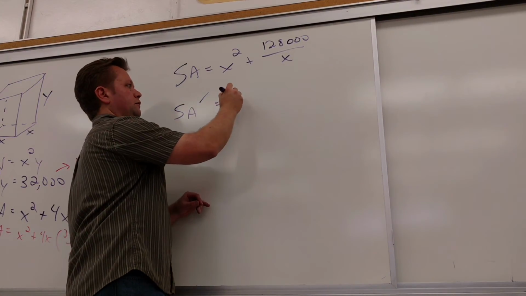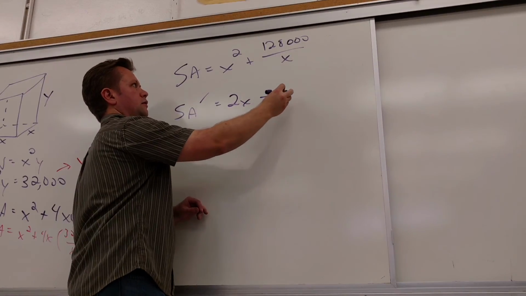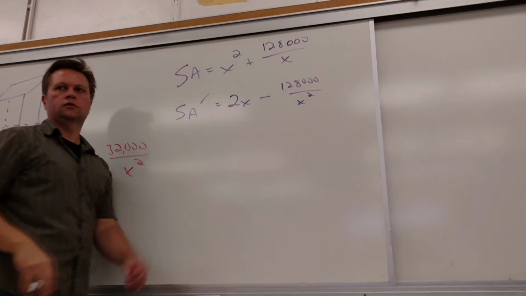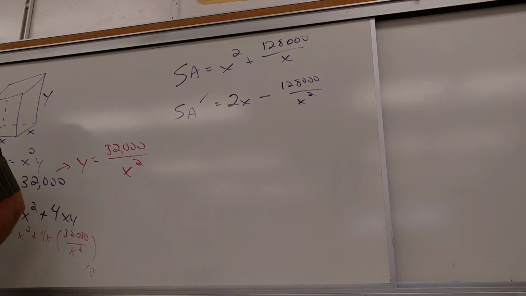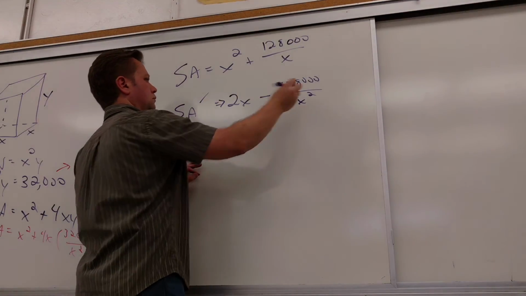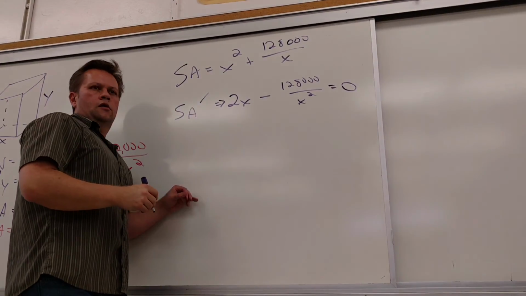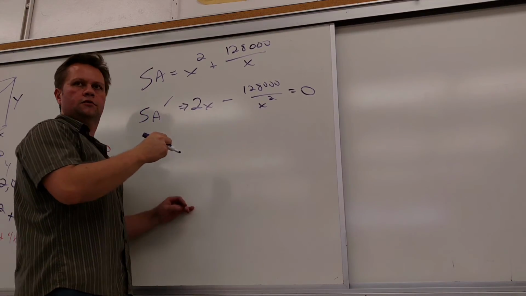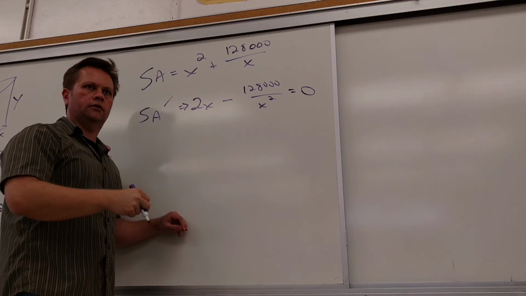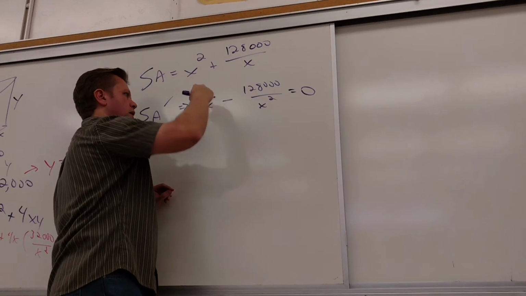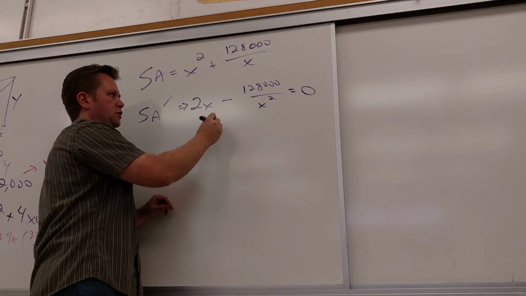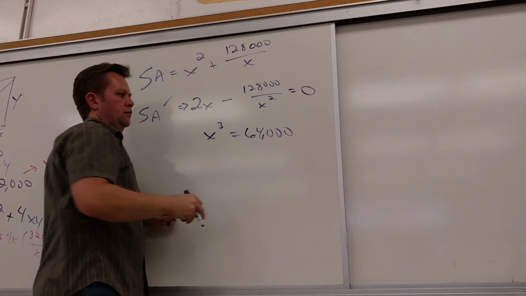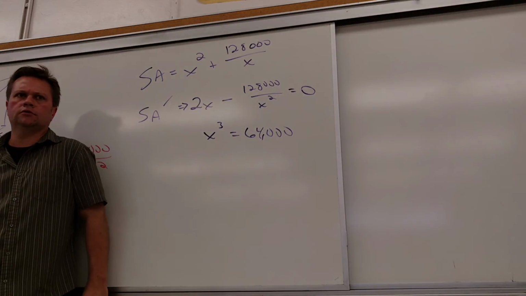So what do you guys get for the derivative? Minus 128,000 over x squared. Coolness. And you want to set that equal to 0. Yeah, see, this should be our bread and butter. You would add that, multiply x squared up, divide by 2, so you end up with x cubed equals 64,000. They gave us a really, really nice number there.